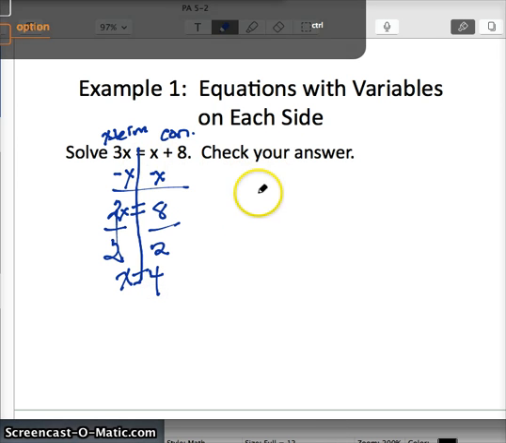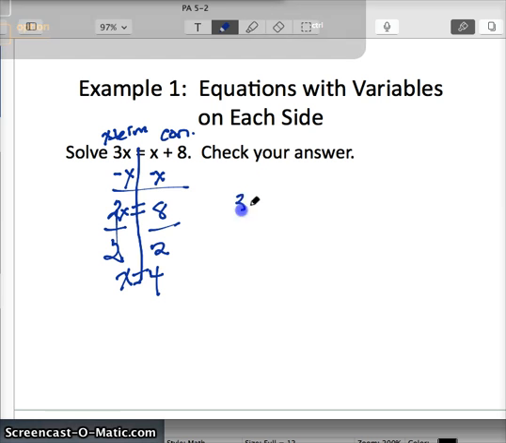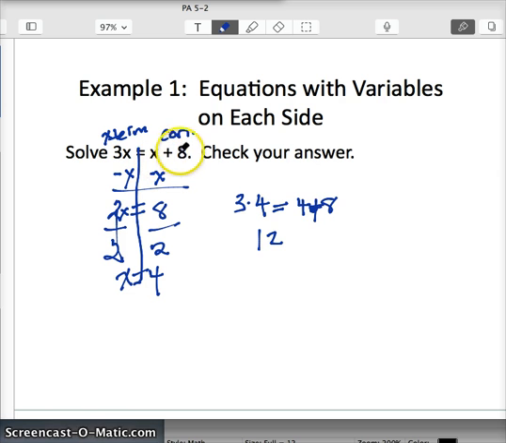Of course, we can always check to make sure it works out. So I can go back to my original equation and place 4 in for x. When I do that, let's put a multiplication here. 3 times 4 is 12. That should be a plus sign. Sorry about that. 3 times 4 is 12 because that's what we're doing. And here we're adding the 4 and the 8. So 4 plus 8 is 12. And it confirms that what we've done is correct.